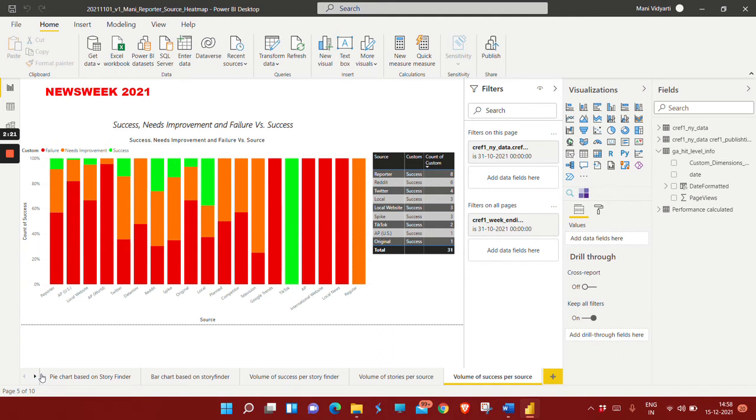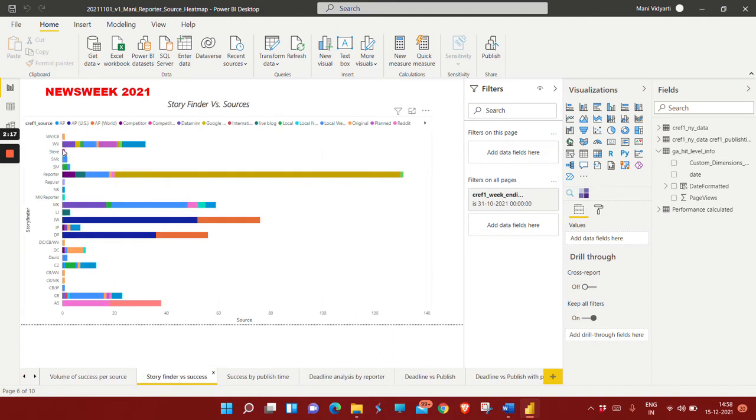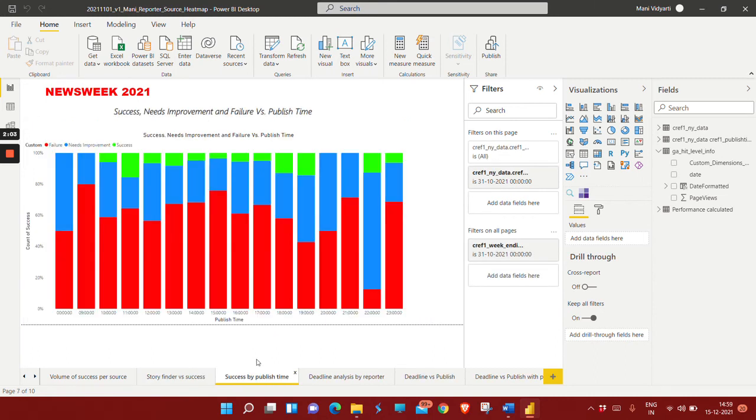Next is story finder versus success, like how many stories are given by particular sources, like the most of the stories given by the reporter are of this, and it is labeled by different colors. And this is the most successful published time, like what is the published time of the story given it is success, needs improvement, or failure.